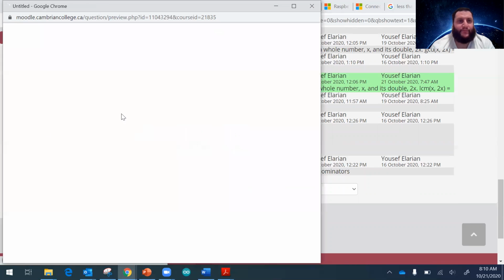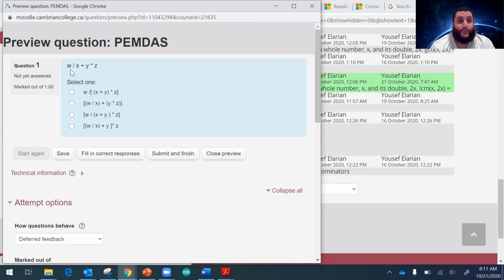PEMDAS. Okay, w divided by x plus the result of y multiplied by z is equivalent to this thing? No, for sure not. In this thing, they are adding before dividing and multiplying. It's quite the opposite of PEMDAS precedence. So what about this one? Yeah, this one seems very good. What about this one? Again, they are adding before, forget about it. And besides, it's just the same as this one, except for the previous and last pattern brackets.